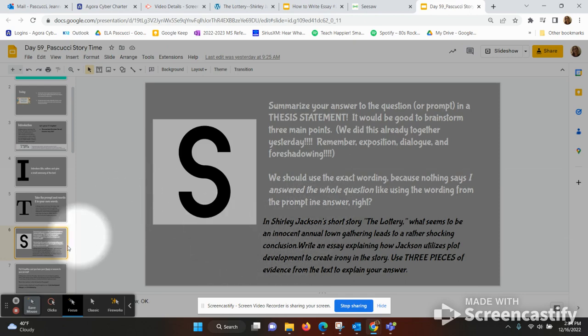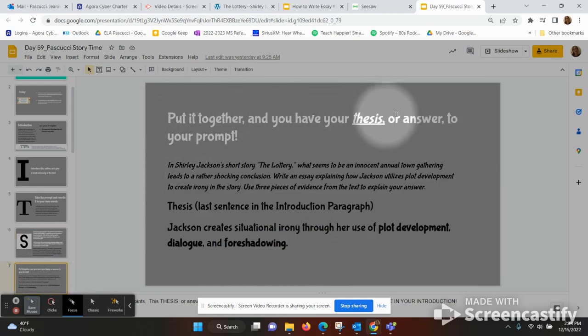All right, you put it all together and you have your thesis or answer, and that's going to be your last sentence in your introduction paragraph, okay? And I kind of wrote it out here so you guys know what one would look like. Jackson creates situational irony through her use of, okay, look, explaining how Jackson utilizes plot development to create irony. All I did was kind of steal those words, and I just used the author's last name. Jackson creates situational irony through her use of, and then our 3 brainstormed points, plot development, dialogue, and foreshadowing.